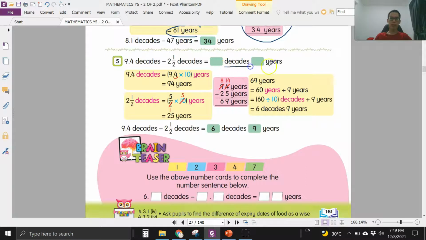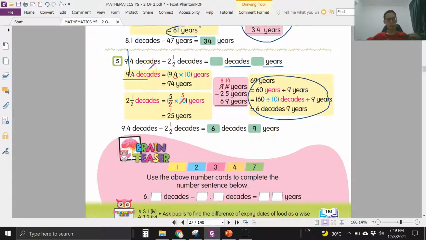Okay, this one, the question is asking for decades and years. So 9.4, you can change to years first. Now, I wouldn't do this because you still have to change back to decades. You see that? So, like I normally teach you, you split them.